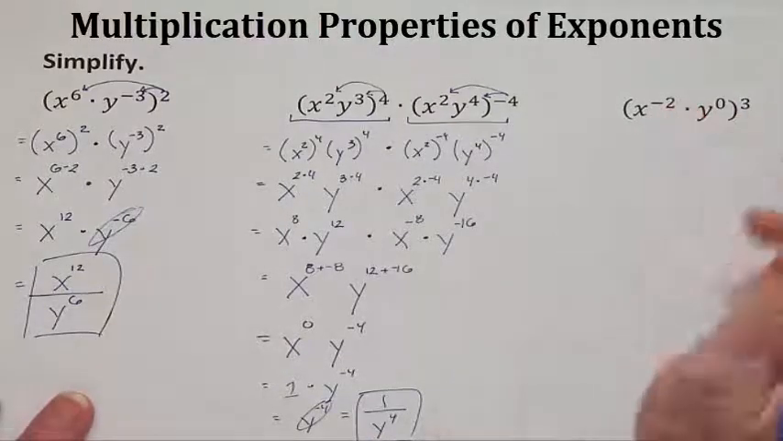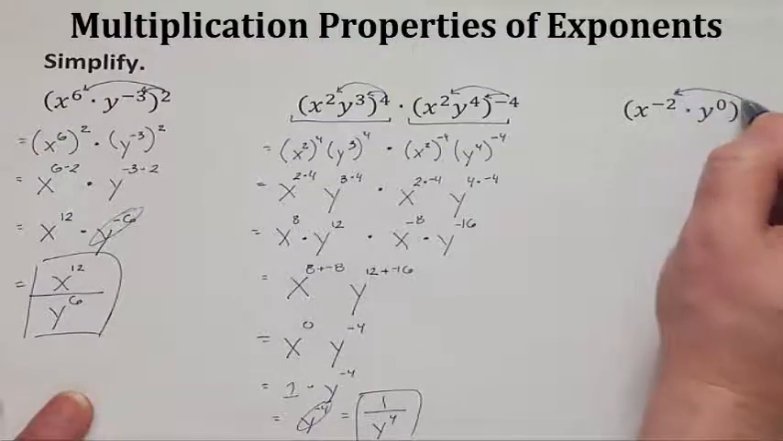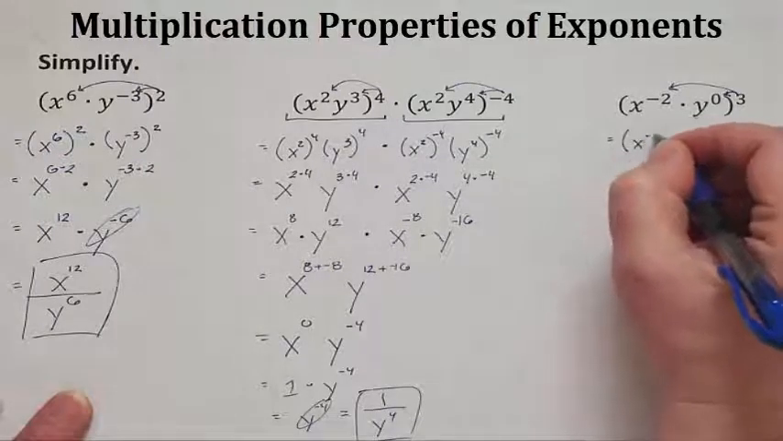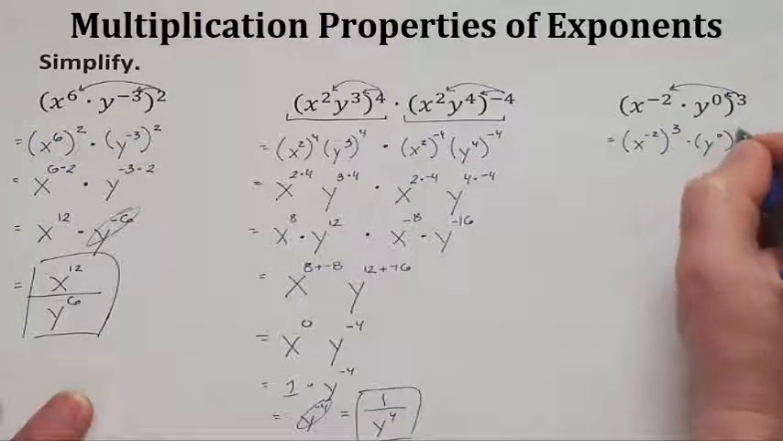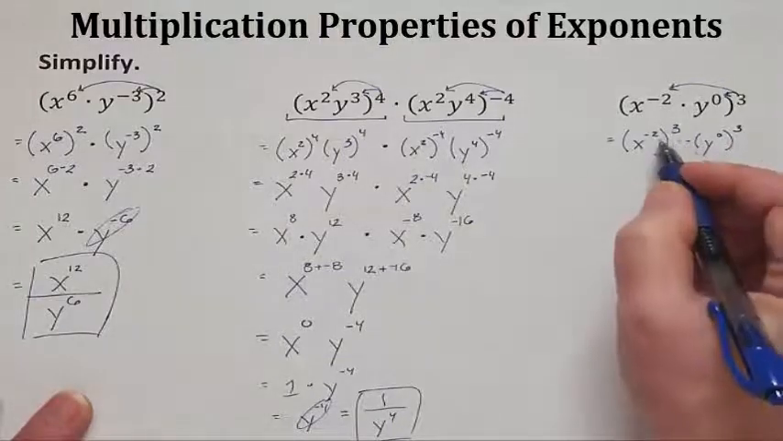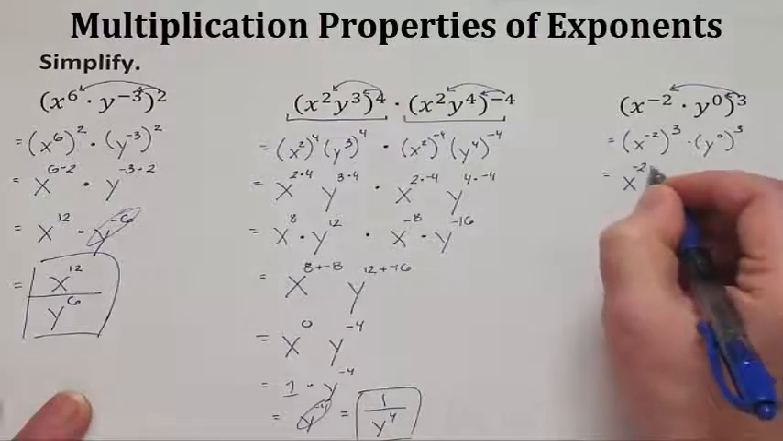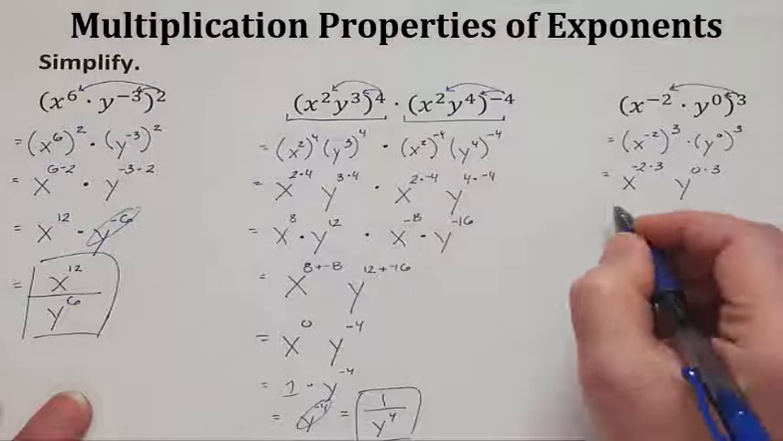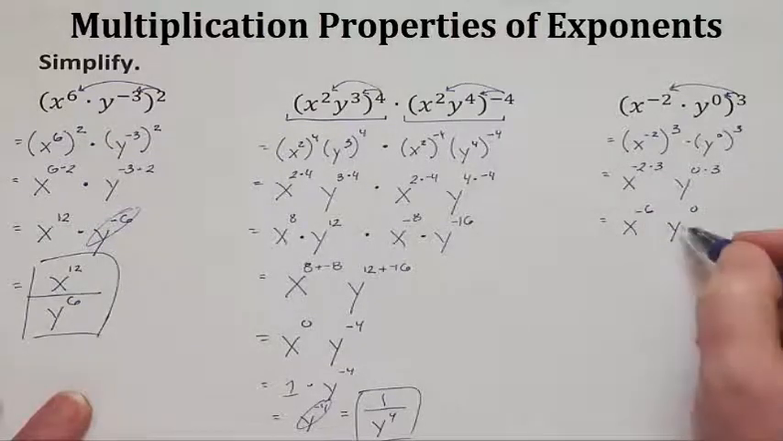Our last example problem. This entire parenthesis is raised to the 3rd power, which means everybody in the parenthesis needs to be raised to that 3rd power. This x to the -2nd is going to be raised to the 3rd, and this y to the 0 is going to get raised to the 3rd. I see exponents touching each other, so I'm going to go ahead and multiply. This is x to the -2 times 3, and this is y to the 0 times 3. So I actually end up having x to the -6 and y to the 0. What is y to the 0? Anything to the 0 power is 1.